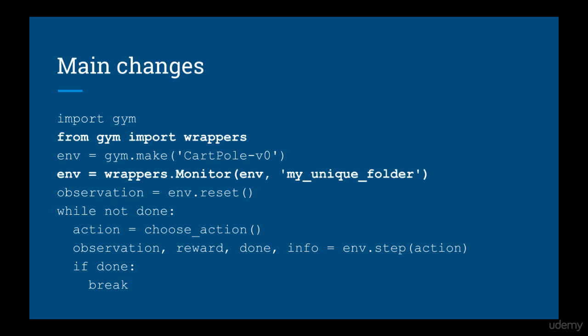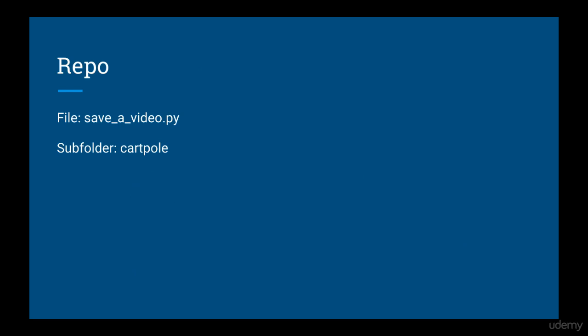Notice we're not calling the render function, but the render window will show up anyway and show us a video of the agent playing the episode. Because there aren't too many changes, I'm not going to walk you through the code. Basically, what we've done is added a couple lines to randomsearch.py. The relevant file in the course repo is saveavideo.py in the cartpole subfolder. Let's run this and see what we get.